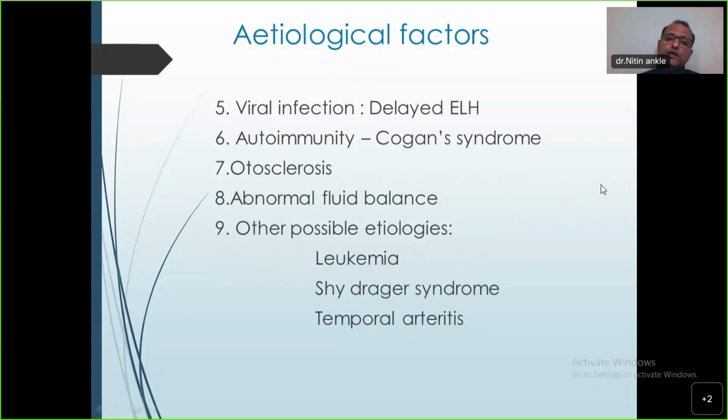Continuing the etiological factors, a viral infection like herpes can lead to delayed endolymphatic hydrops. Autoimmunity like Cogan syndrome: Cogan syndrome is nothing but inner ear hearing loss along with a Meniere's type of syndrome with interstitial keratitis. Then otosclerosis, abnormal fluid balance. Other possible etiologies are leukemia, Shy-Drager syndrome, which is a multiple systemic disorder wherein the neurological components go on degenerating, then temporal arteritis.